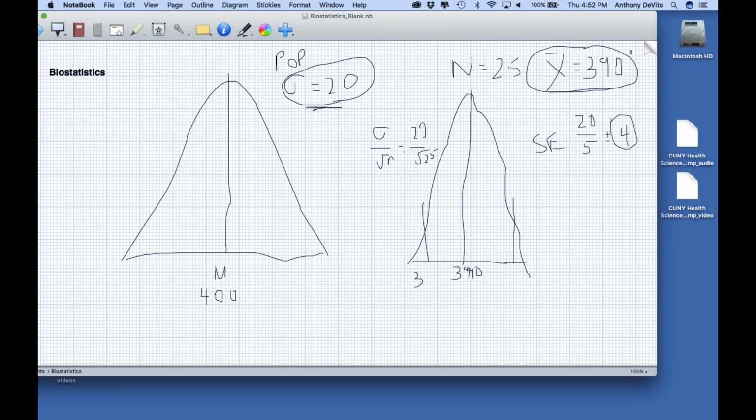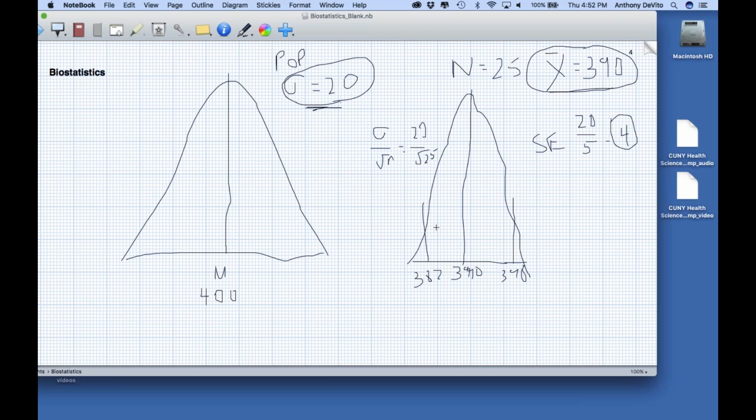390 less 8, which would be 382, and plus 8, which would be 398. I'd expect 95% of them to be between those two numbers. Remember, it's two standard errors, not one standard error, to the left and to the right that covers 95% of the possible outcomes.